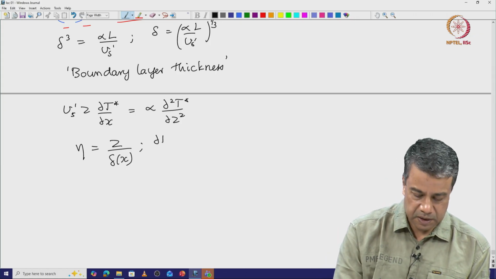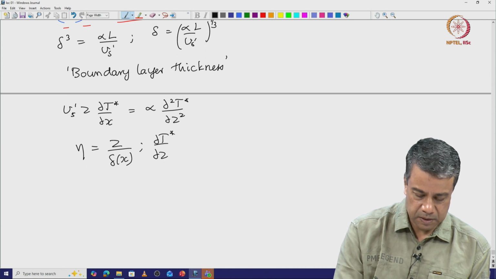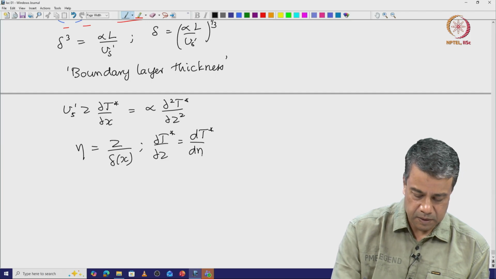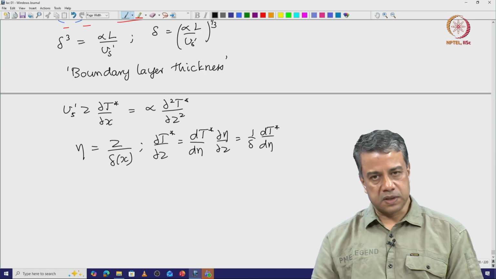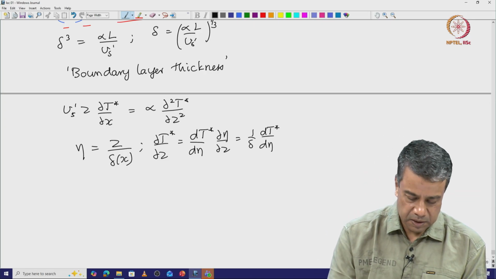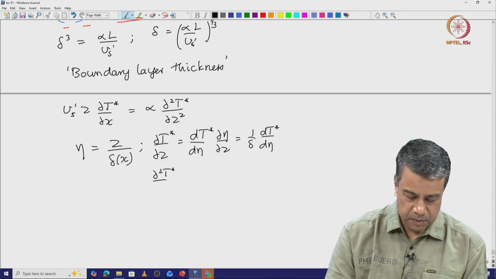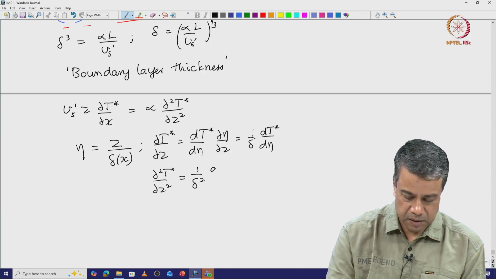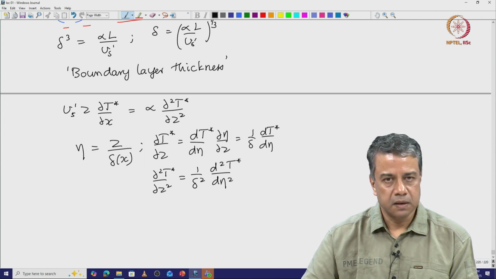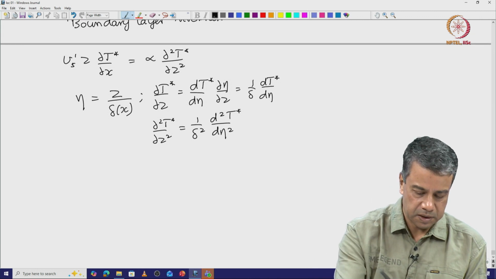Partial t by partial z, using differentiation by chain rule. And partial square t by partial z square is equal to 1 by delta square d square t by d eta square. Once again, differentiation using chain rule.